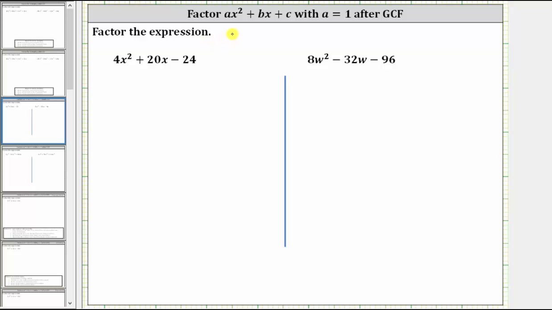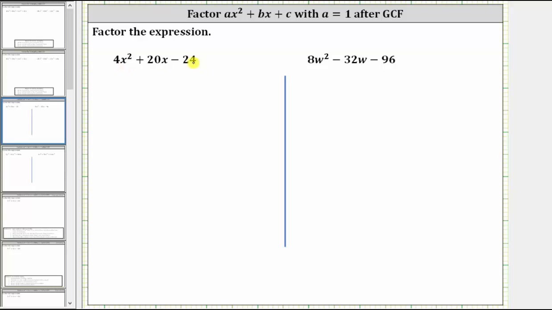Looking at the first expression, we have 4x squared plus 20x minus 24. Again, the first step is to factor out the greatest common factor. Looking at all three terms, notice how the greatest common factor is 4. So we begin by factoring out 4. If it's helpful, we can write each term as a product with the factor of 4.